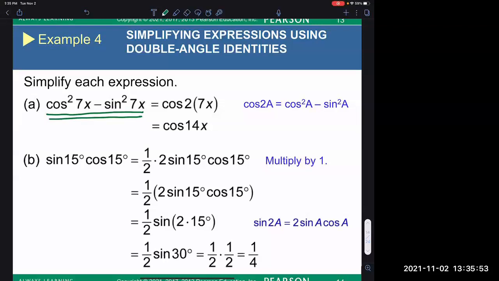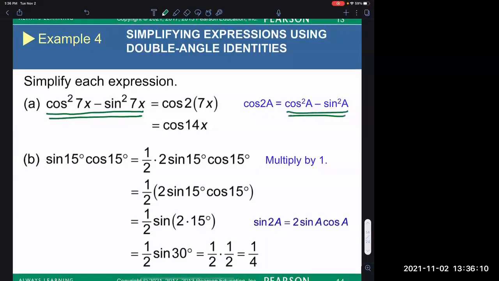Now, just to think about using identities, if that was a plus, if it was cosine squared plus sine squared of the same angle, the whole thing would just be a 1. But the fact that it's a minus now causes it to match the double angle formula. So I would suggest, as you're learning what the double angle formulas say, compare and contrast them to other formulas. Like notice, if I have cosine squared A plus sine squared A instead of minus, that's just equal to 1.